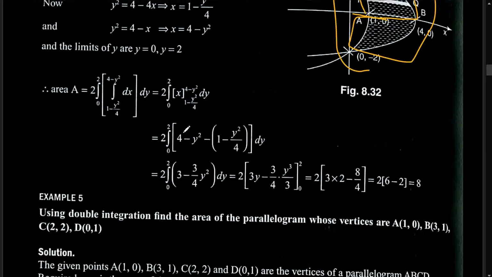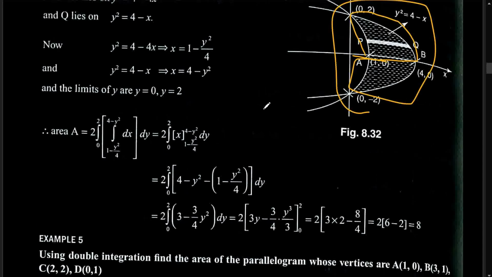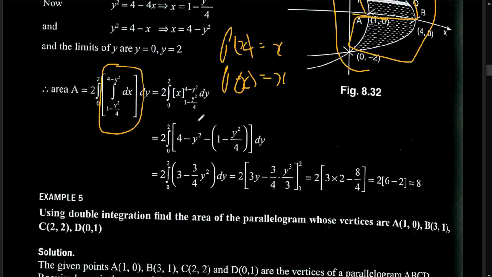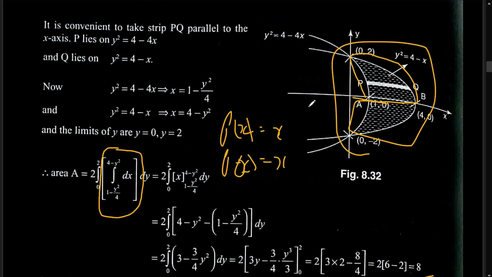So just multiply it with 2. Even if it is not symmetrical, you can do it when the integrand is an even function. What does even function mean? f of x is equal to something in x, and f of minus x will also come as the same, so that's called an even function. These are the simple steps of integration. You get 8. That's it. Try to solve it.